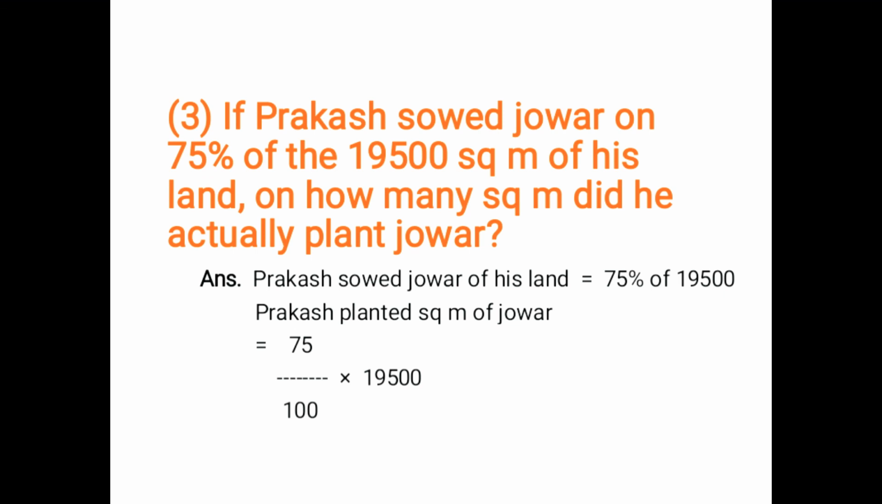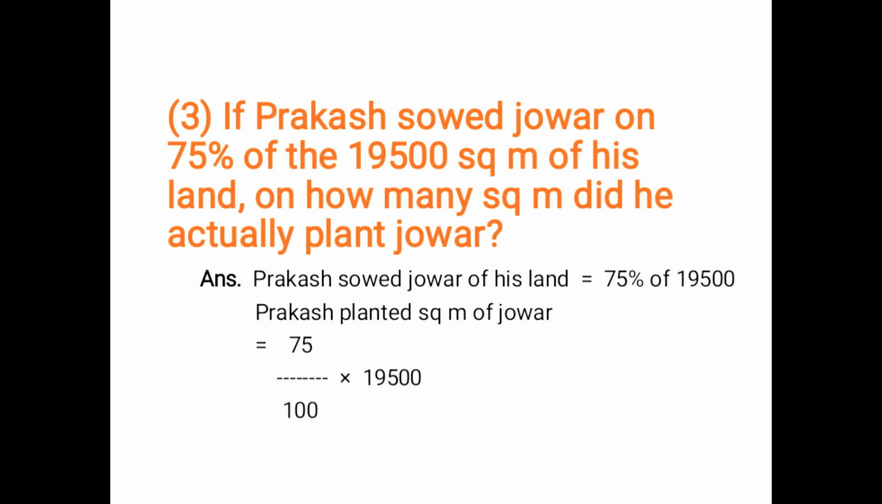75% means 75 upon 100. 75% of 19,500 is given. So it becomes 75 upon 100 into 19,500. If "of" is given here, in place of "of" you have to take multiplication. 75% means 75 upon 100, okay, and 19,500 you can write in that same place. And in place of "of", take the multiplication sign, and then you have to calculate. You have to find the value.